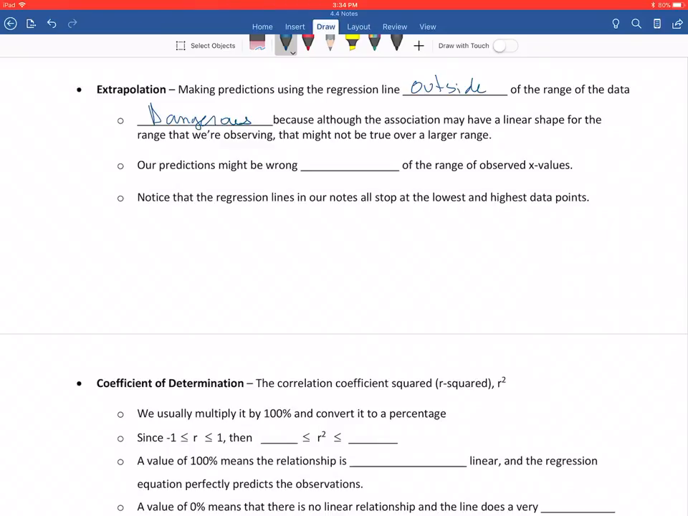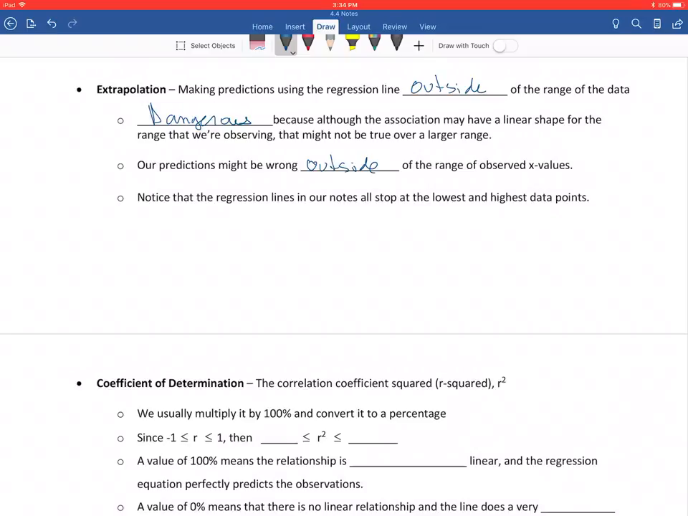Because although the association may have a linear shape for the range you're observing, that might not be true over a larger range. Your predictions might be wrong outside of the range of the observed x values.